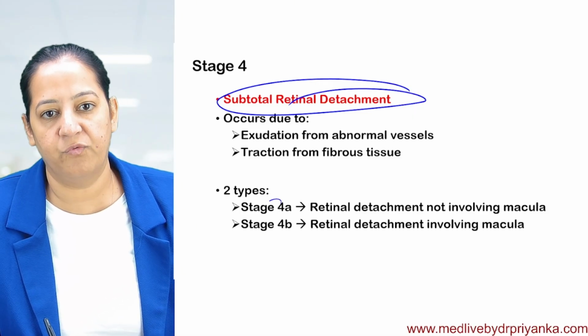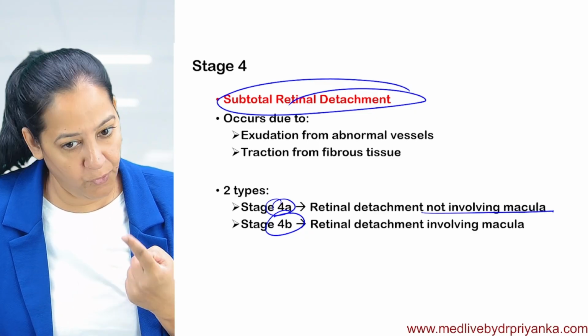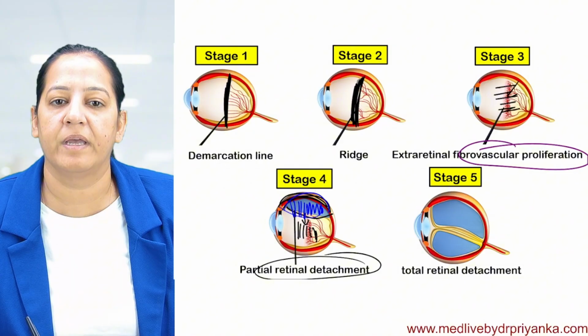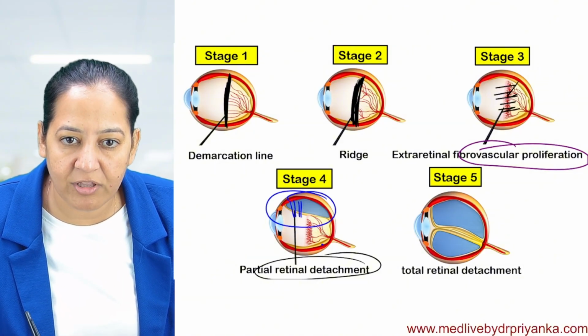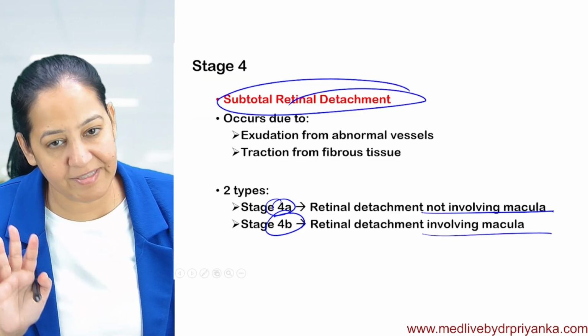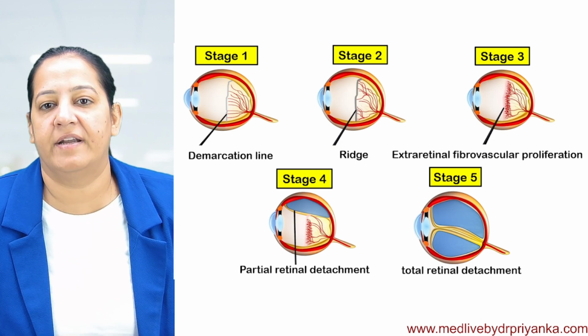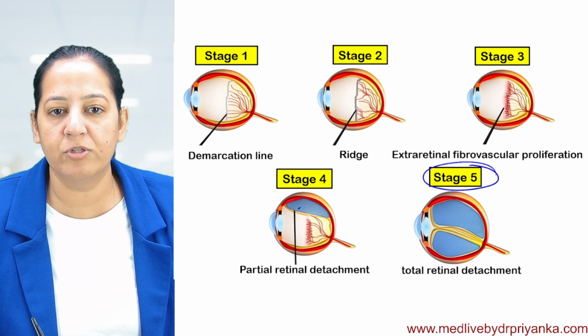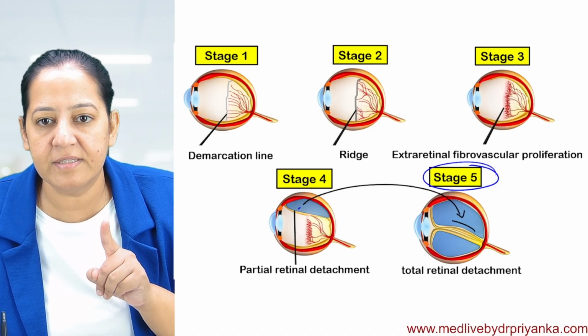Partial. It is 4A and 4B. If the retinal detachment is not involving the macula, it's 4A. If it is involving the macula also, it's 4B. Here it is 4A, you can see. And once it involves the macula also, it becomes 4B. It's partial. One time will come when the complete retina will detach and it's stage 5. In stage 5, this blue space will increase and the complete vitreous cavity becomes blue. Can you see this is the yellow retina?